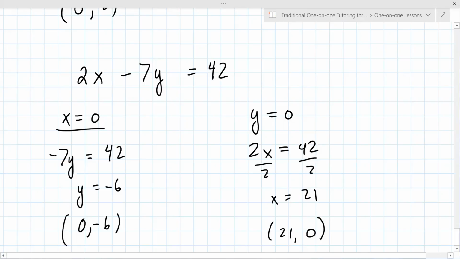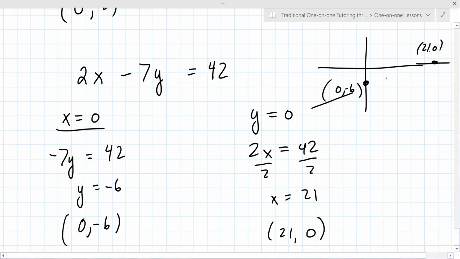And then you just graph it, going 6 down. Like here's 0, negative 6, and then here's 21, 0. It's way out there. So it goes up and to the right. This isn't too difficult.